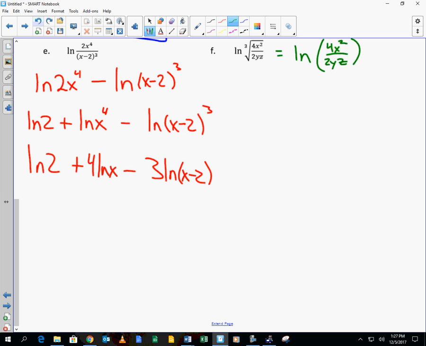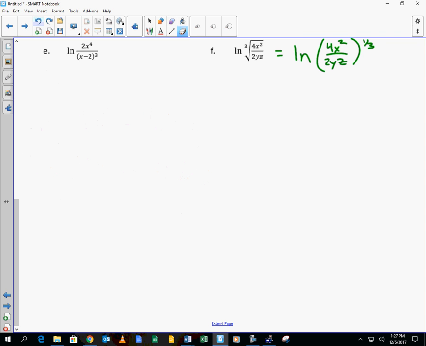All to what power? 1/3 power. Sweet. So do I have the logarithm of a product, a quotient, a power? So what am I going to do first? Dump the 1/3 out front. Now I have the logarithm of a quotient.